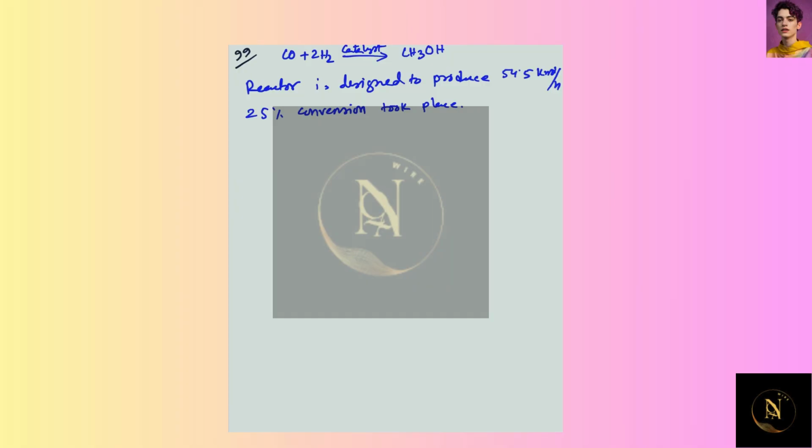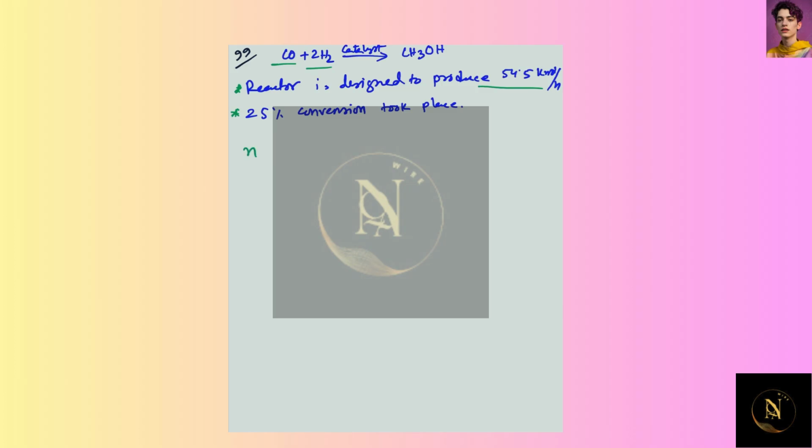Hey guys, let's do problem 99. In this problem we need to calculate the volumetric flow rate of the gas and the required volume of catalyst bed. We know carbon monoxide and hydrogen react to give us methanol, and in this problem the reactor is designed to produce 54.5 kilomole per hour of product, which is methanol, and 25% of conversion took place.